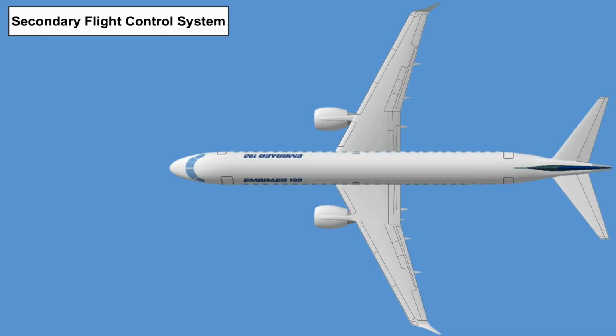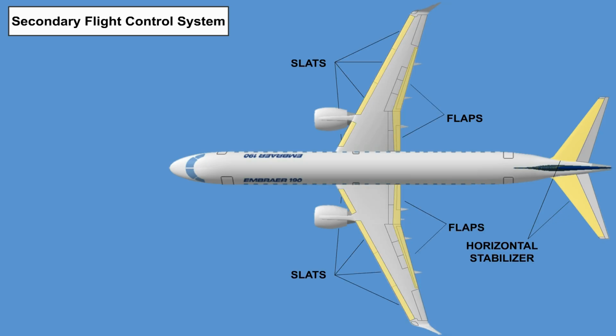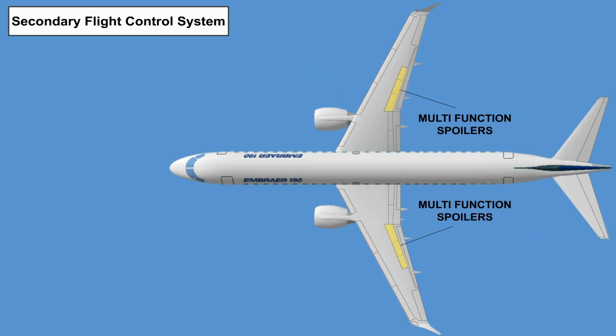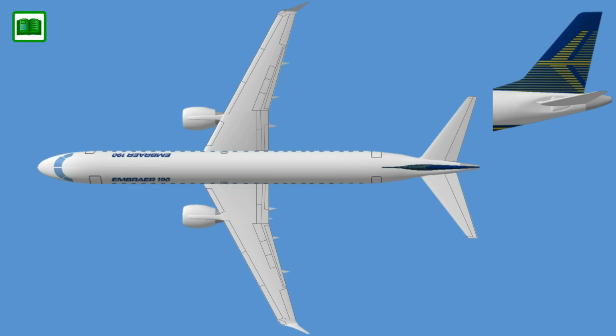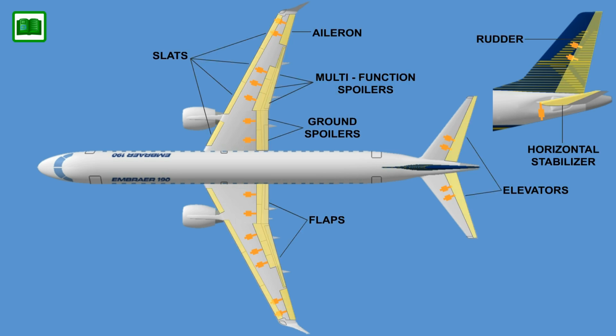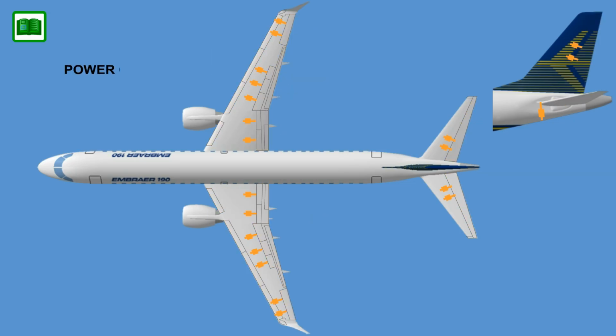The secondary flight control system includes the horizontal stabilizer, flaps and slats, the multifunction spoilers, when used as speed brakes or ground spoilers, and dedicated ground spoilers. The flight control system employs hydraulic actuators to control the respective flight control surfaces. These are generally referred to as power control units, PCUs.